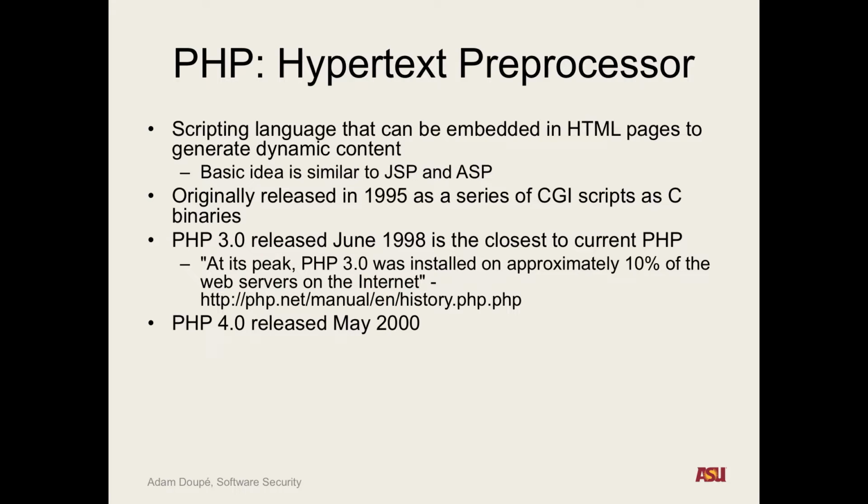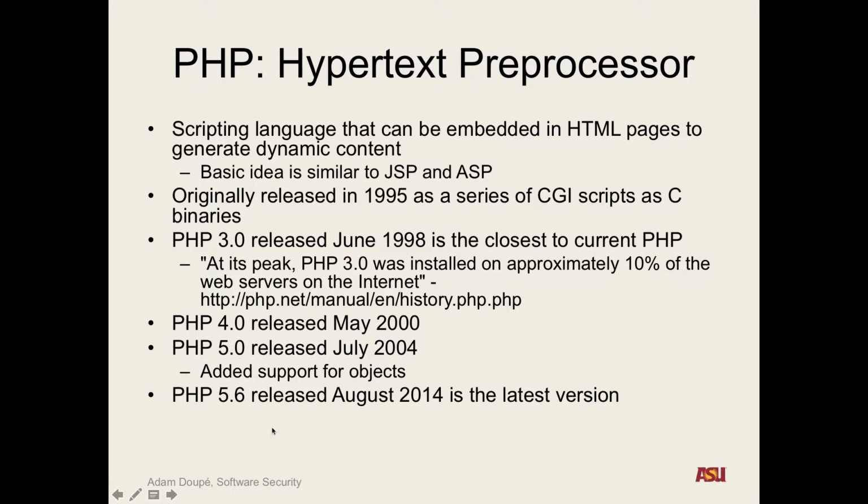PHP 4 was released in 2000, PHP 5 was in 2004. It finally added support for objects, so that there was no way to do objects in PHP. 5.6 was released in August 2014, which is the latest version. So they've been trying to develop like PHP 6. I think they've actually moved on to calling it PHP 7 since it's taking so long.